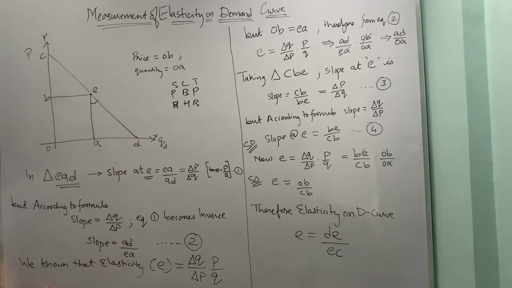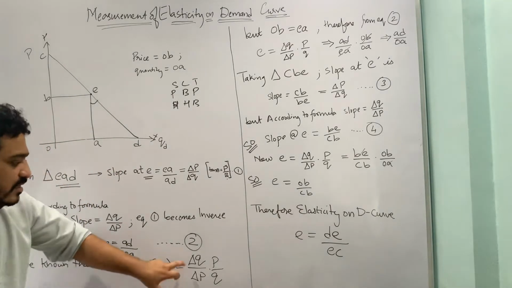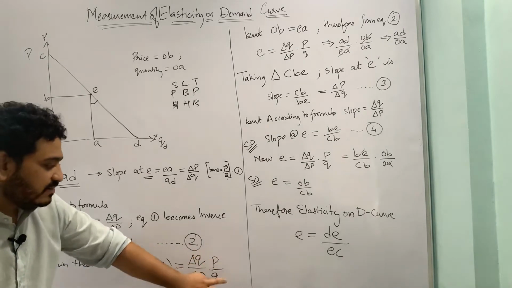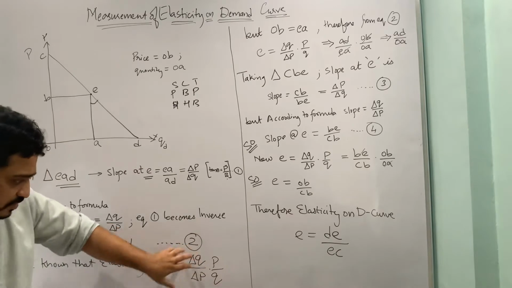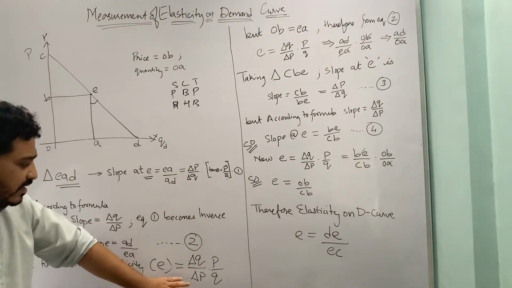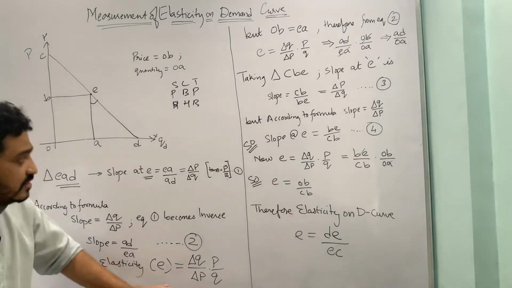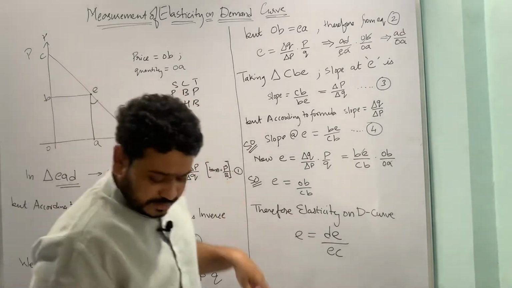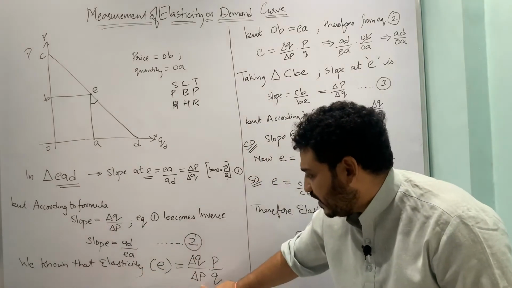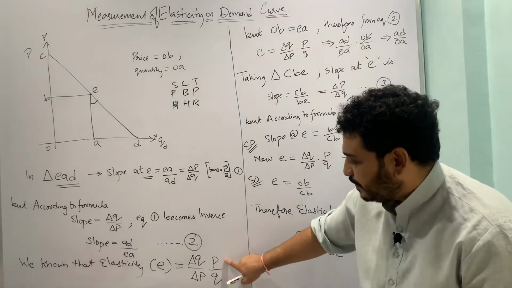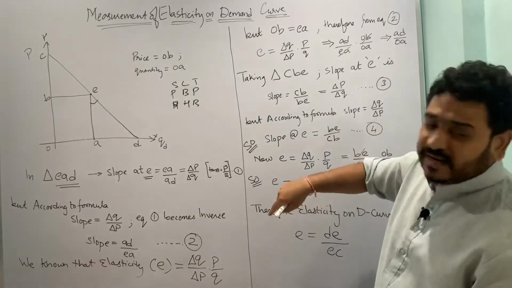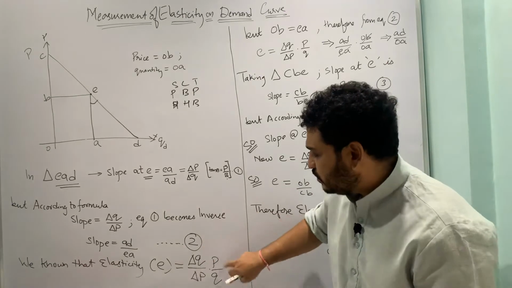Now, we know that the formula for elasticity is change in quantity divided by change in price, into price divided by the quantity demanded. This is the formula we know from the previous class, that elasticity is calculated like this. So, now we have the values for delta Q divided by delta P, and we also have values for P and Q. Let us substitute these values and see what happens.